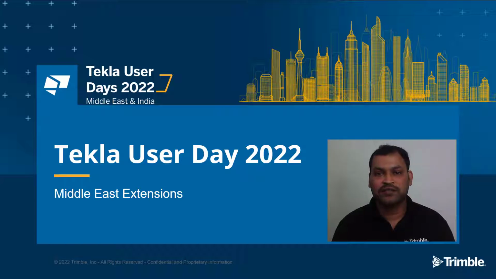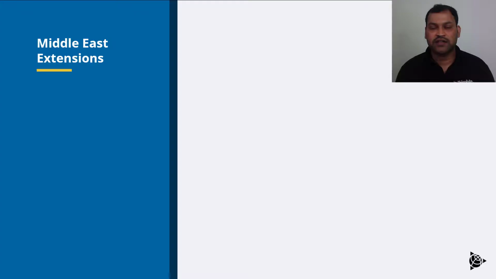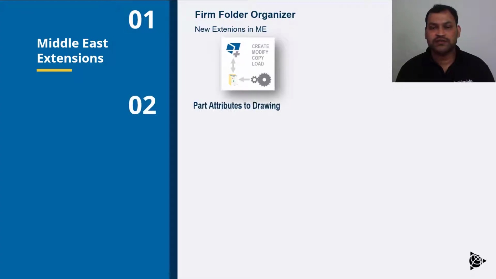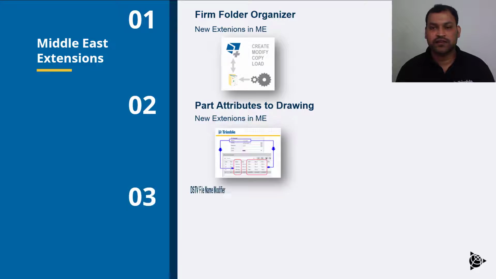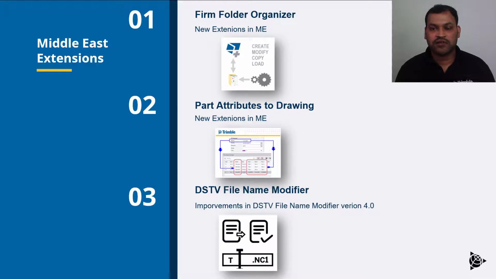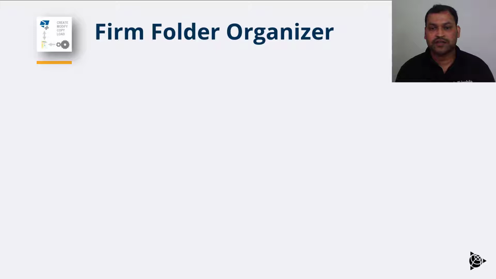We are going to see the Middle East extensions. Here is an overview of the extensions: Firm Folder Organizer, Part Attributes to the Drawings, and DSTV File Name Modifier. Let's see the Firm Folder Organizer. This tool comes with multiple functions allowing a beginner or an experienced user to manage their firm folder easily.